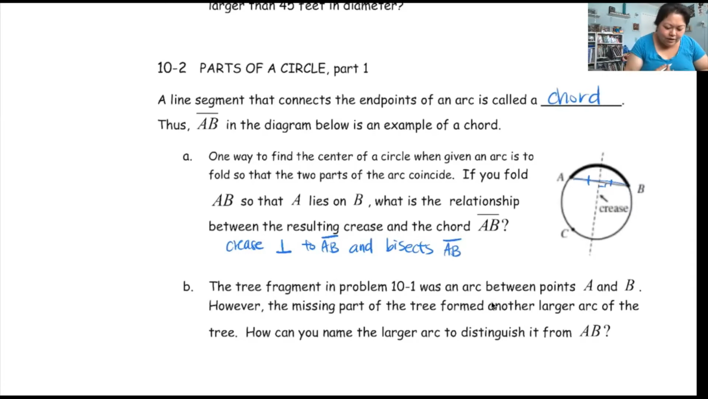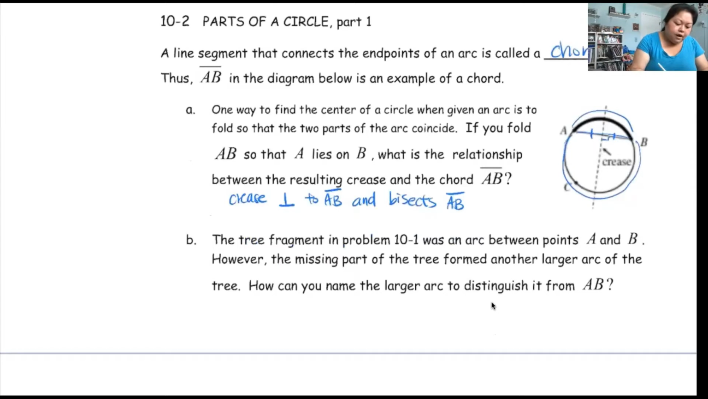The tree fragment in 10.1 was an arc between points A and B. However, the missing part of the tree formed a larger arc of the tree. We name it as a larger arc to distinguish it from AB. How do you go around this way to name it so that people know you're talking about the bigger one? You can't just call it AB because people think you're talking about this one. So normally we put another letter in. So the larger arc, we would call it arc ACB.